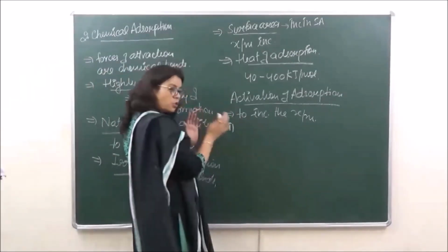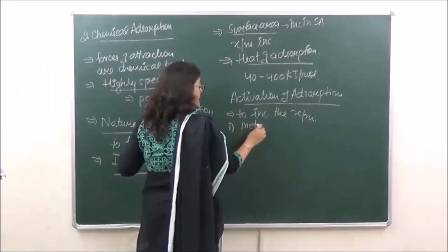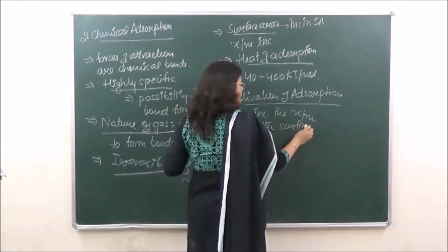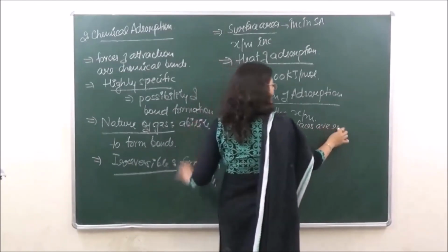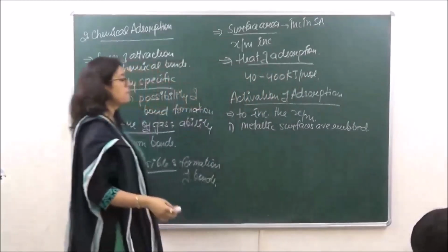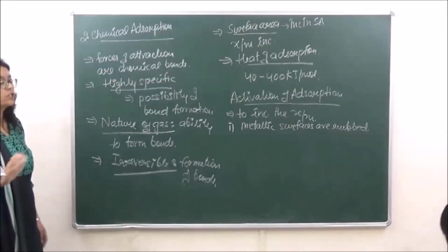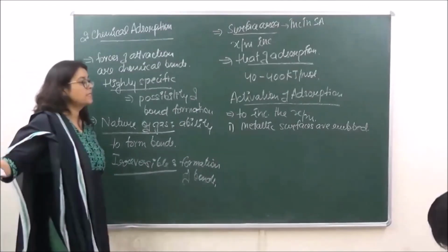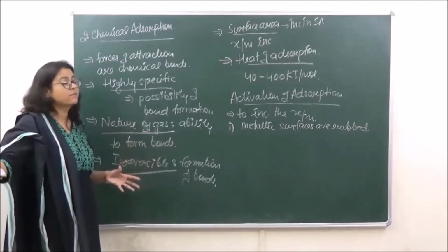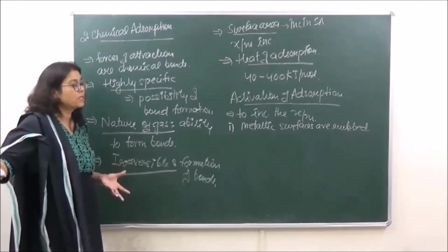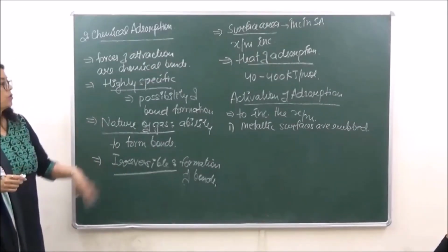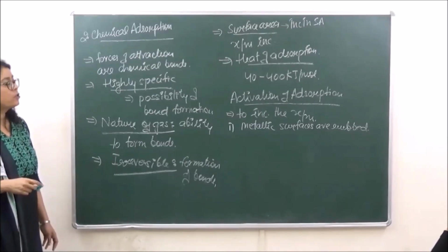For example, we can increase the activation of adsorption by rubbing the surfaces together. So metallic surfaces are rubbed together. By rubbing, the surface becomes uneven. It is not very smooth, or in other words there are going to be residual forces. So metallic surfaces are rubbed together in order to make the surface activated towards adsorption.